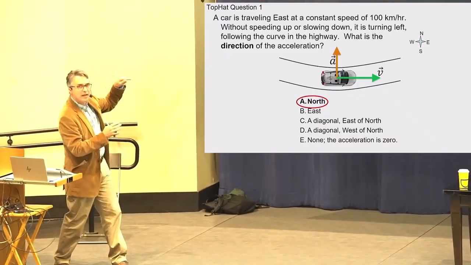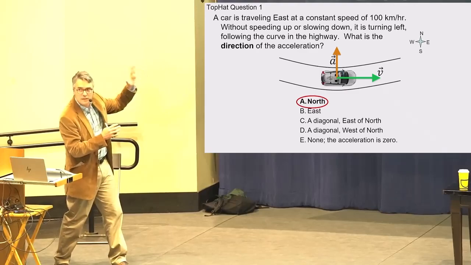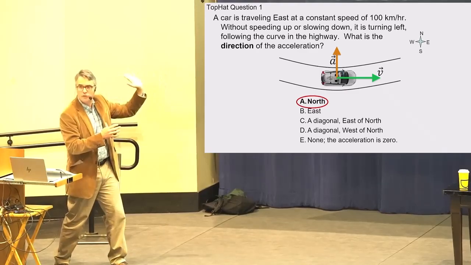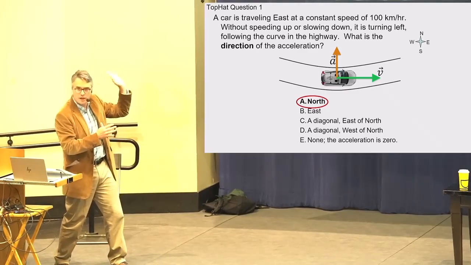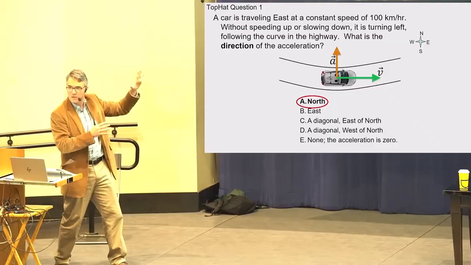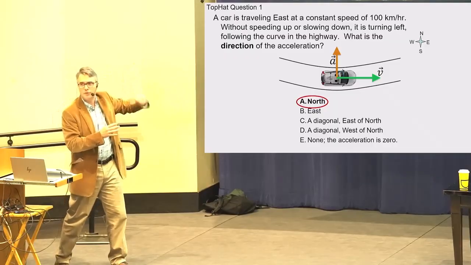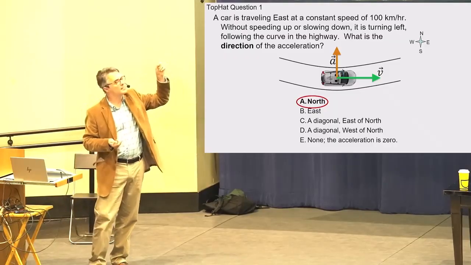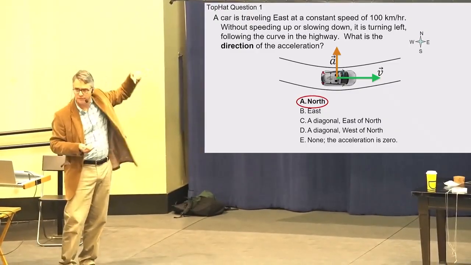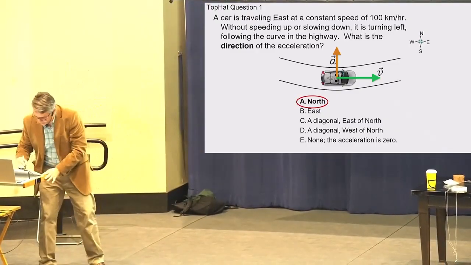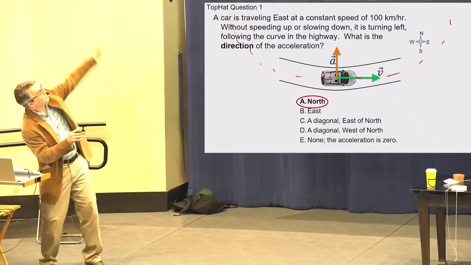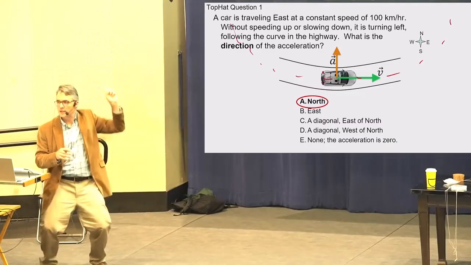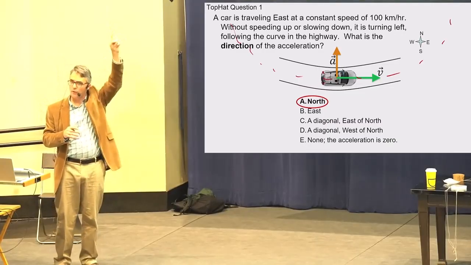If you're speeding up, there would be a component of your acceleration in the east direction. If you were slowing down, there'd be a component of your acceleration in the west direction. Since you're constant speed, it must be either north or south. In this case, it's north because that's towards the center of this. If you imagine this was some big circle, it kind of goes off the screen there. The center of that circular path would be to the north.